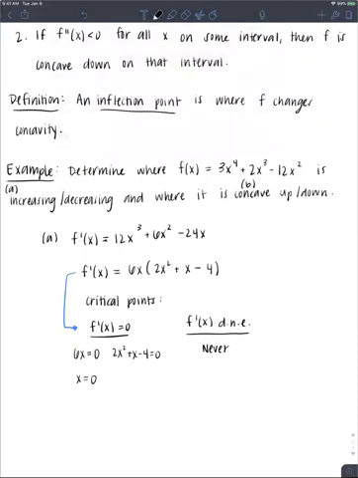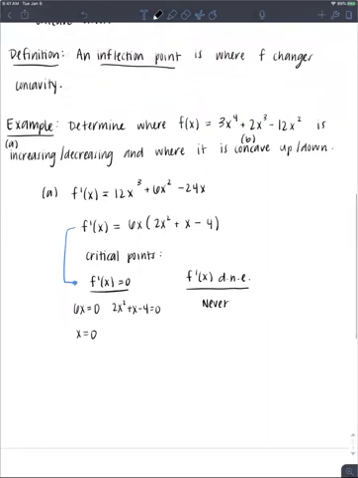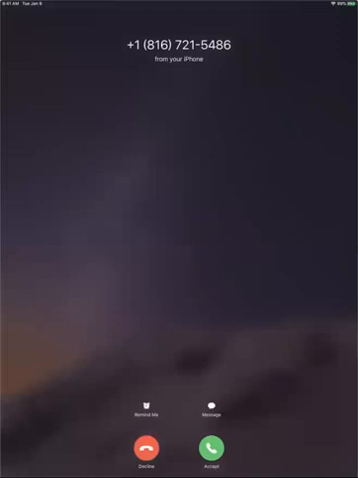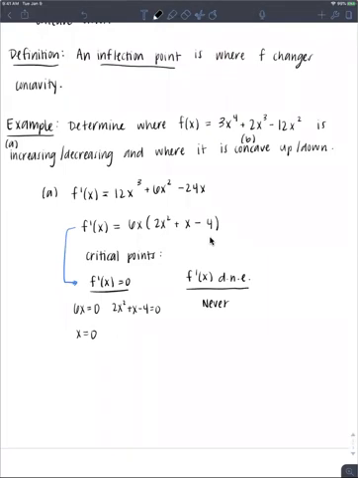How does 2x squared plus x minus 4 factor? What can I use if I don't know how it factors? Yeah, the quadratic formula, right?